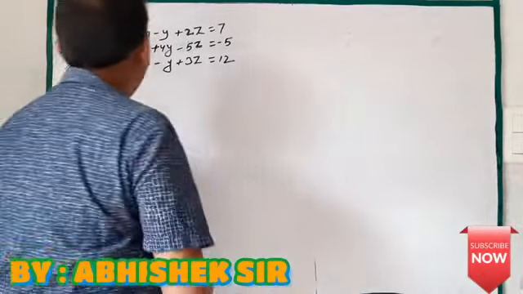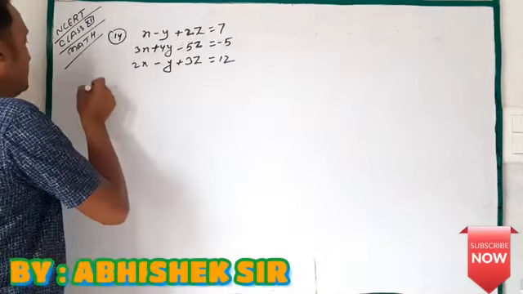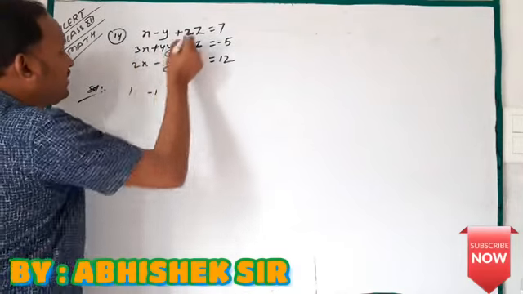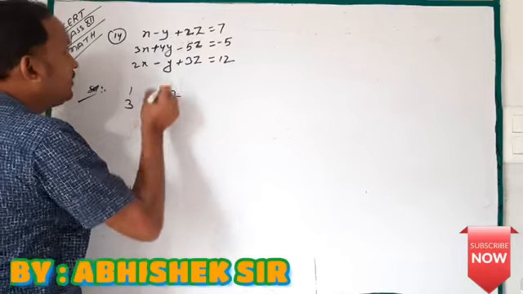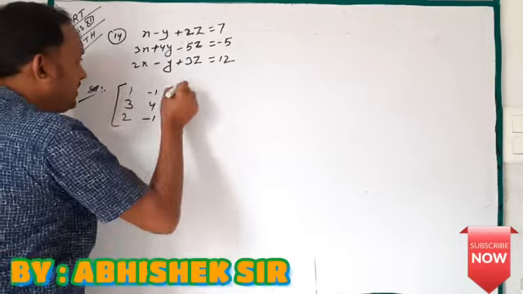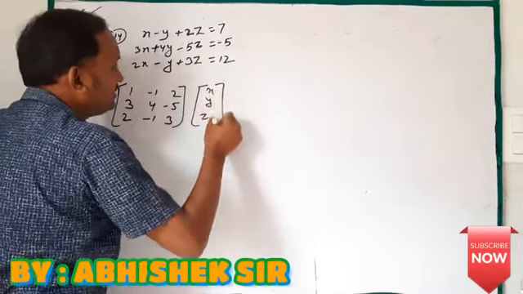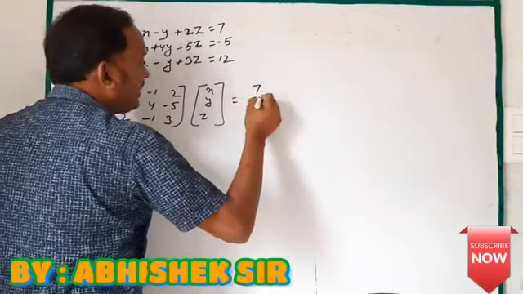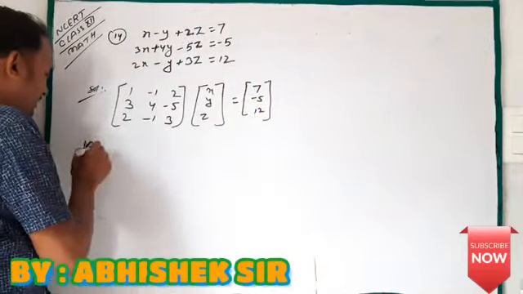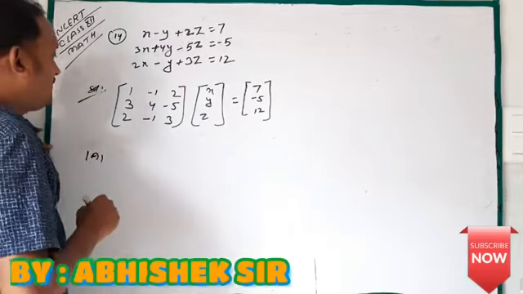Students, this is our question number 14. Now we will solve question number 14. Solution: matrix A is 1 minus 1 2, 3 4 minus 5, 2 minus 1 3. This is matrix A. Matrix X is X Y Z. Matrix B is 7 minus 5 12. What we have to find?